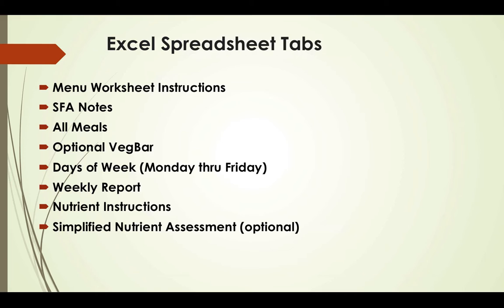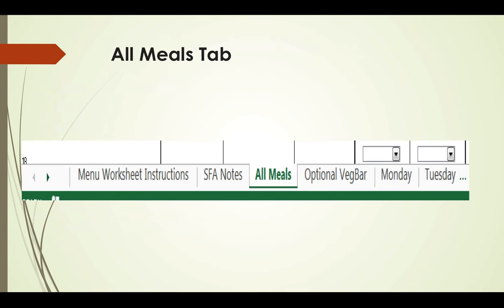The Simplified Nutrient Assessment tab is optional. You may use it to see if you are meeting dietary specifications. This tab assesses the average daily calories, percent of calories from saturated fat, and sodium. We will start with the All Meals tab located at the bottom of the spreadsheet.